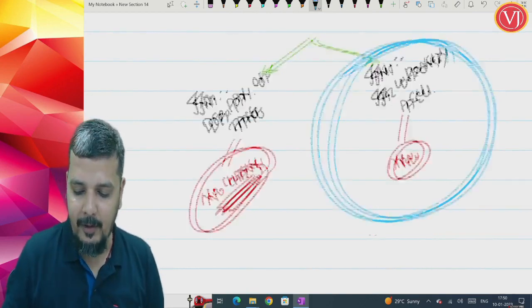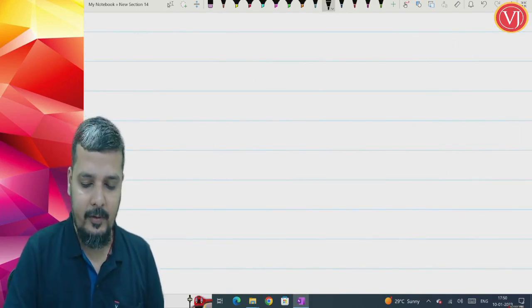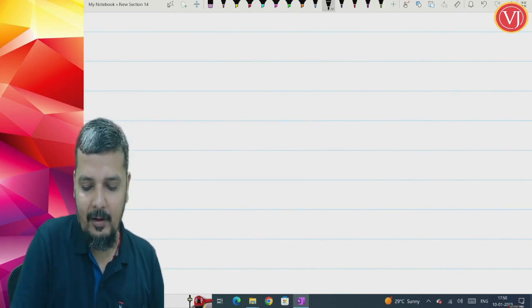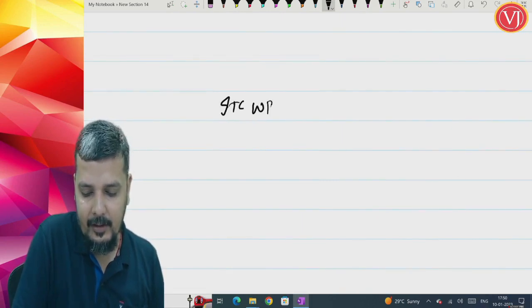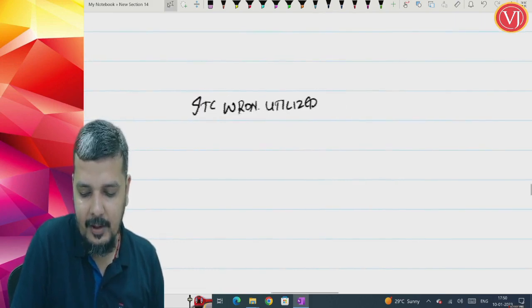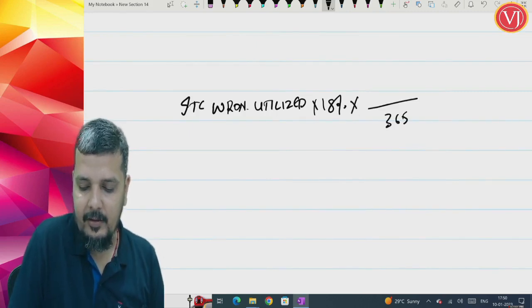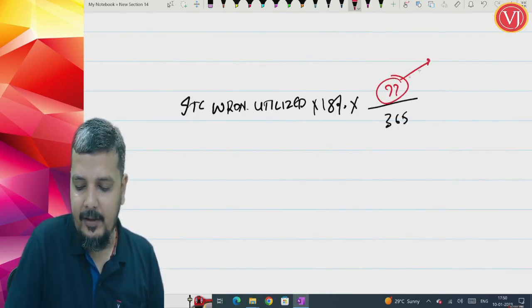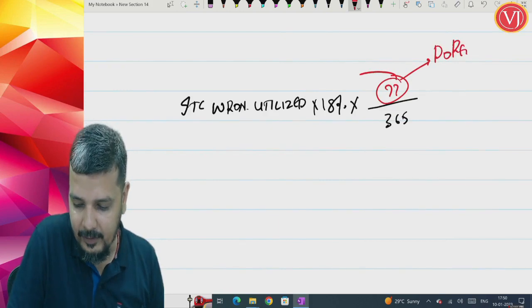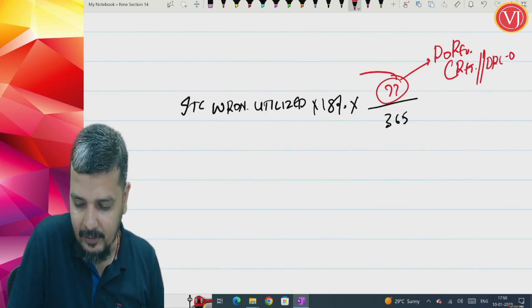The summary of this particular point is interest will start only on wrong utilization. So interest will be on ITC wrongly utilized, multiplied by 18% per annum multiplied by number of days divided by 365. Till date is date of reversal, whether in return or whether by way of DRC03 challan.